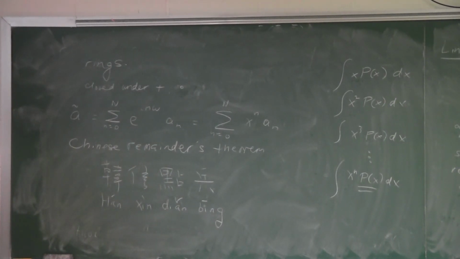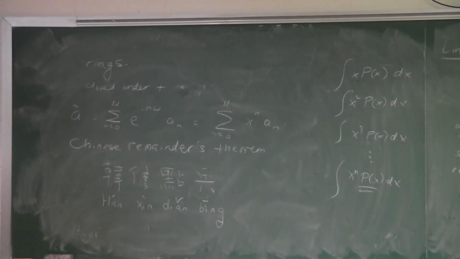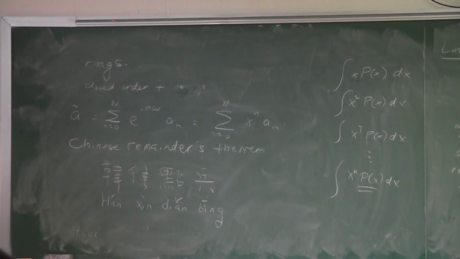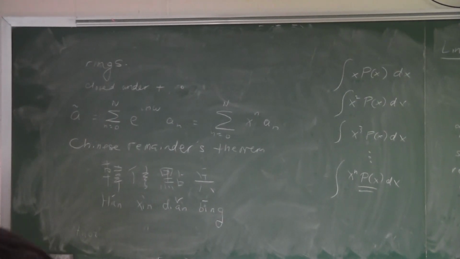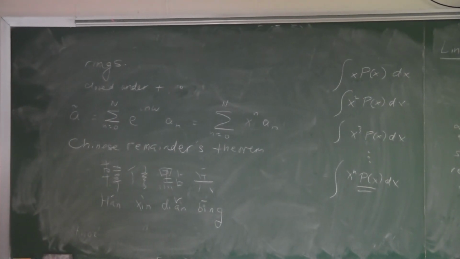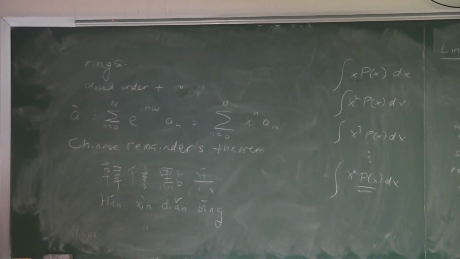So he knew how to count soldiers using this Chinese remainder theorem based on this integer ring. Maybe he's Korean because his first name is similar, so Chris might know him. So the integer ring is something like that, and then you can learn about this.